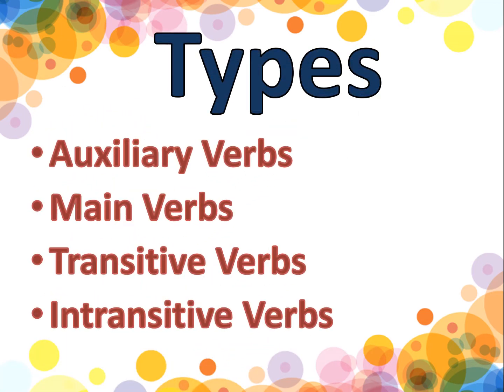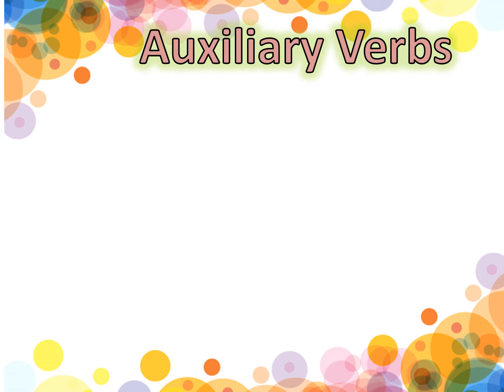Now I'll tell you about the types of verbs. The types of verbs are auxiliary verbs and main verbs. In main verbs, we will read about regular verbs and irregular verbs, then transitive verbs and intransitive verbs. First of all, I'll start with auxiliary verbs.